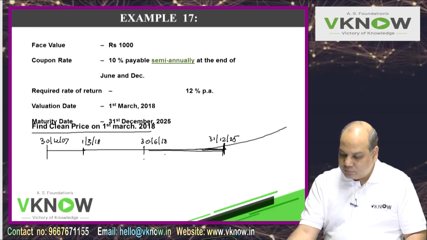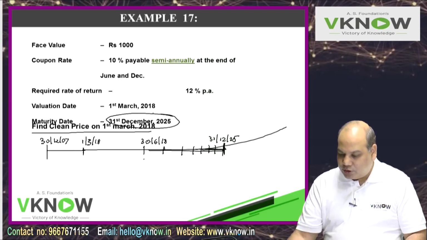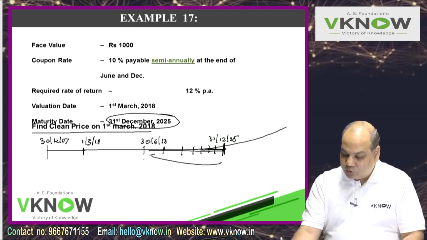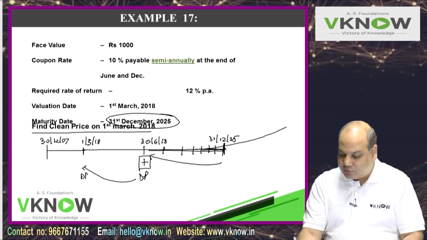2019, 20, 21, 22, 23, 24, 25, and this is December. So therefore we have to calculate how many more coupons are pending. Discount that, you get clean price, add interest, you get dirty price, discount it, you get dirty price on 1st March, minus interest accrued for how many months? 2 months, and you get the clean price.